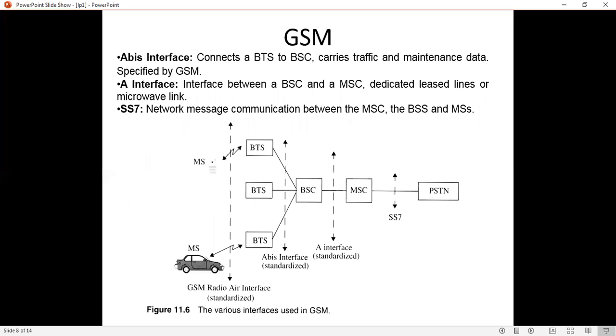So now we know the three major subsystems and how they are interconnected. For interconnecting them, we need an interface.